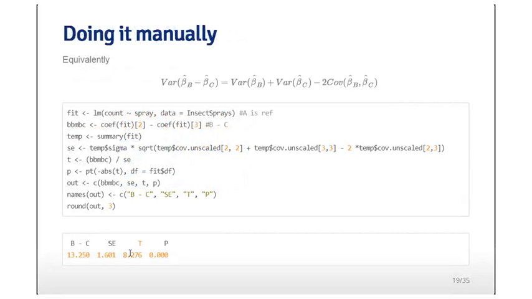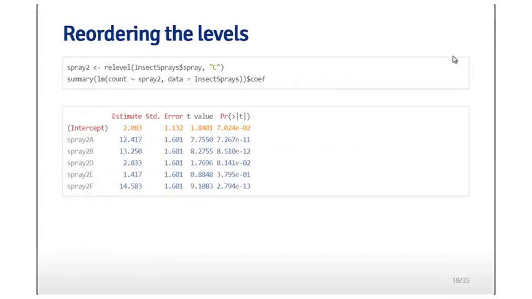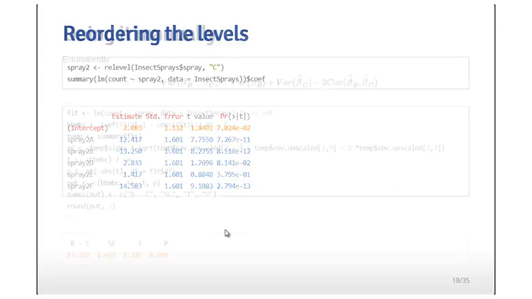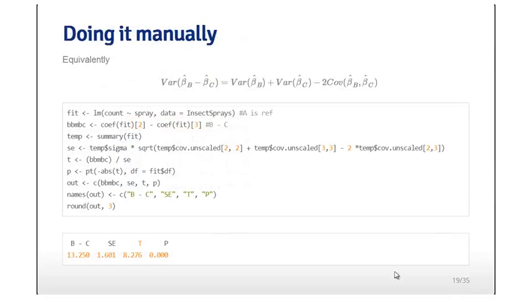So that's how you can do it from the model that you actually fit, right? So you know what parameters you want, and you can calculate the variance, and you can just do it. Of course, that's not how you want to do it, right? You just want to re-level it so that C is your reference level. It's so much faster. But anyway, this trick comes in handy for me sometimes.